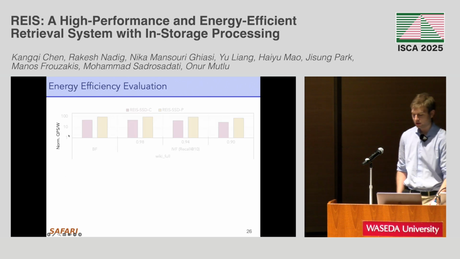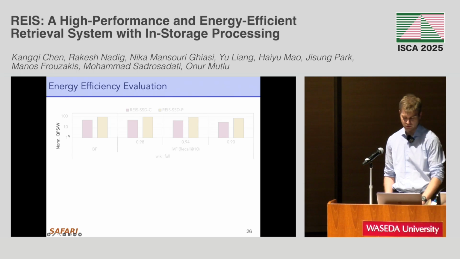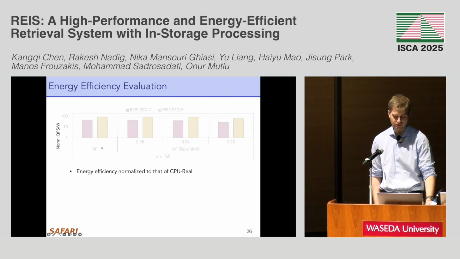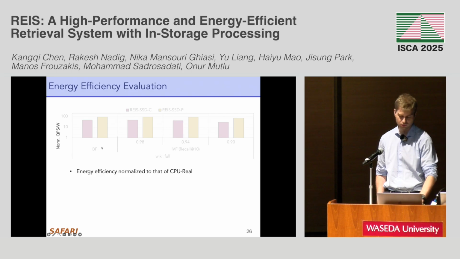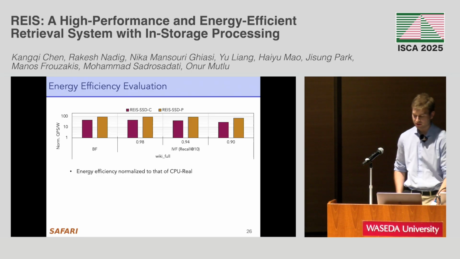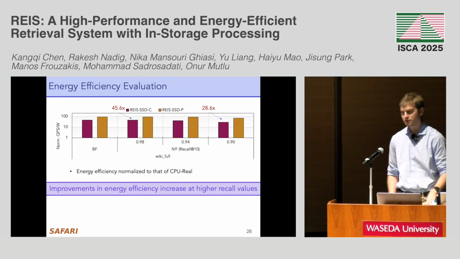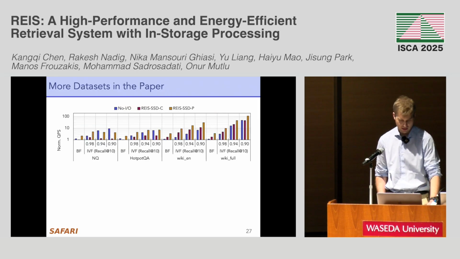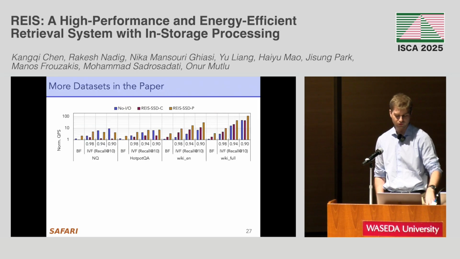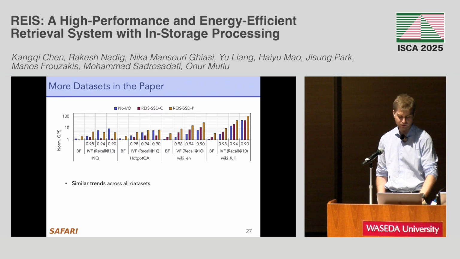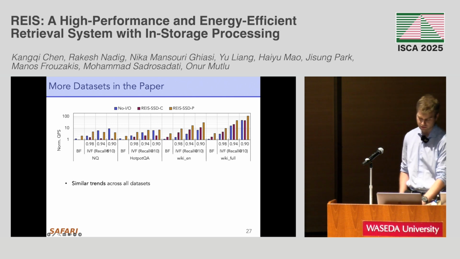We perform a similar experiment for the energy efficiency evaluation. This time, the y-axis represents QPS per watt, normalized to the same metric for the CPU real baseline. We again make a similar observation, which is that improvements in energy efficiency increase at higher recall values. In the paper, we evaluate these on multiple different datasets, and we observe that the patterns are largely the same, and also that performance benefits increase with larger datasets, again due to the parallelism of the SSD.